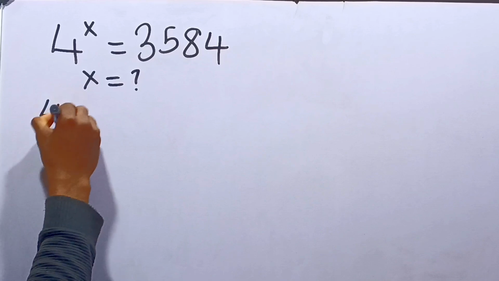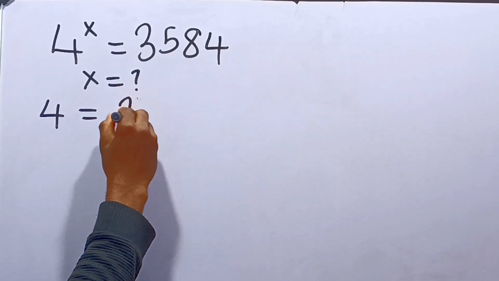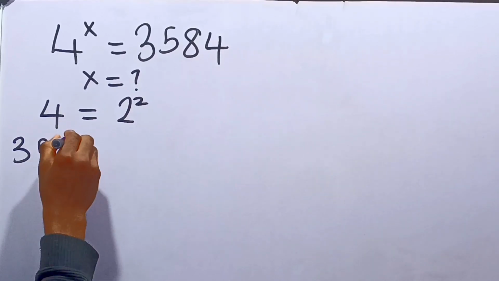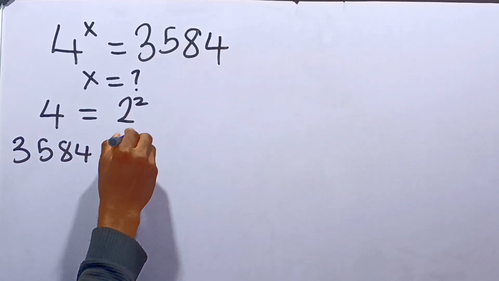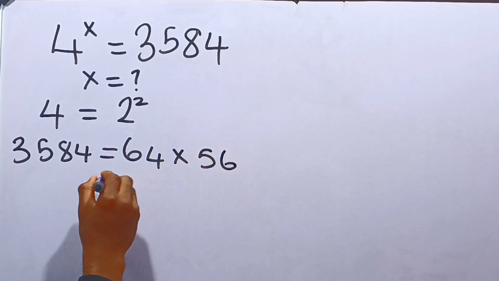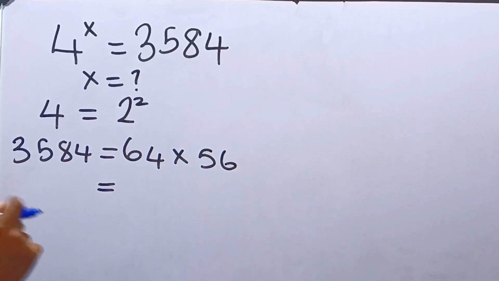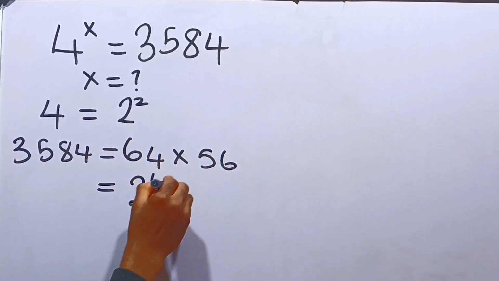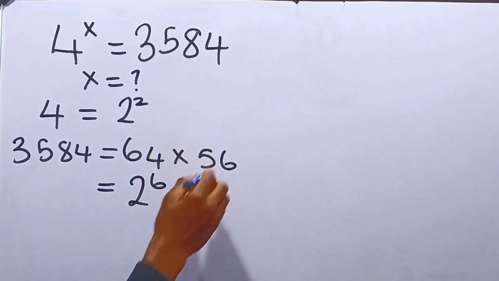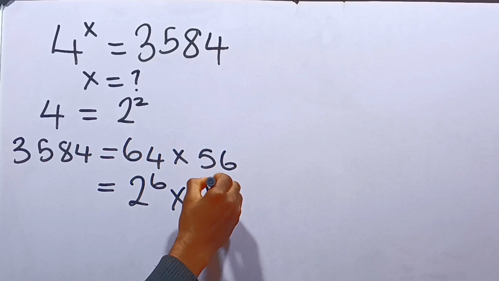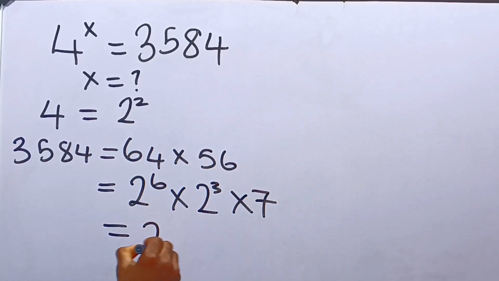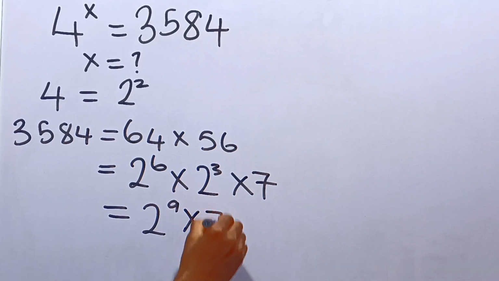So 4 is equal to 2 squared, and 3584 is equal to 64 multiplied by 56. 64 is equal to 2 raised to power 6, and 56 is equal to 8 times 7, which is 2 raised to power 3 multiplied by 7. This is now equal to 2 raised to power 9 multiplied by 7.